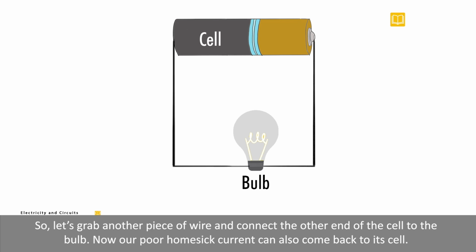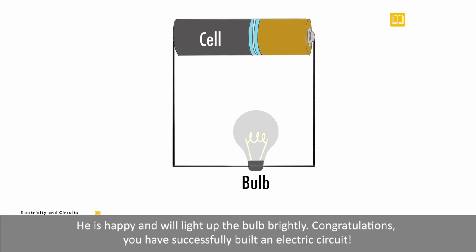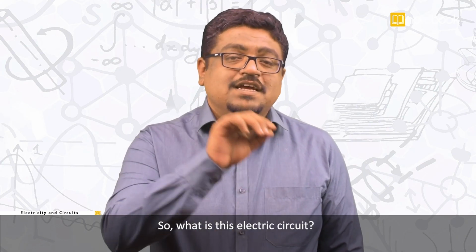Now our poor homesick current can also come back to its cell. He is happy and will light up the bulb brightly. Congratulations, you have successfully built an electric circuit. So, what is this electric circuit?